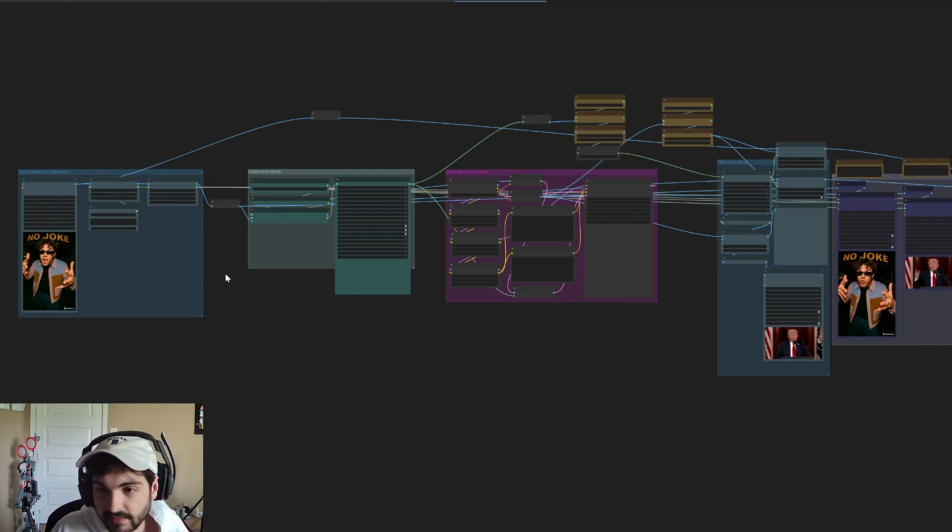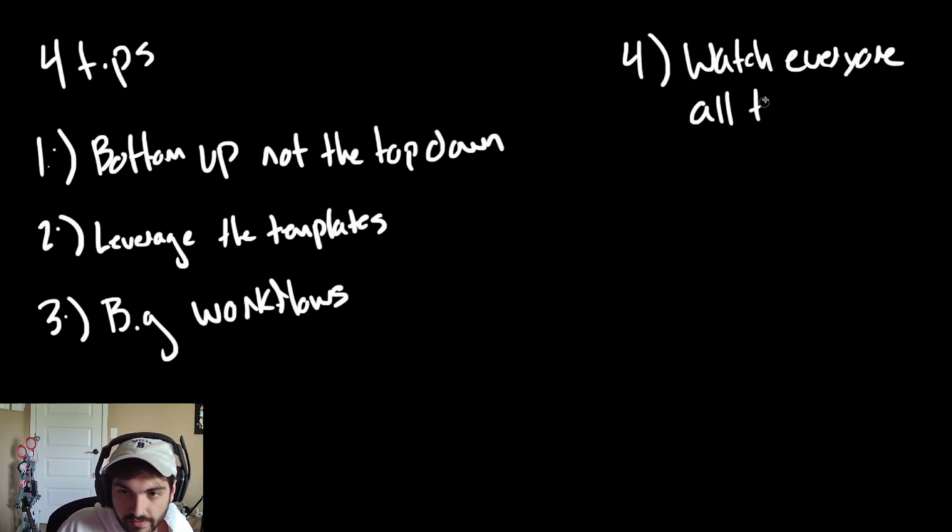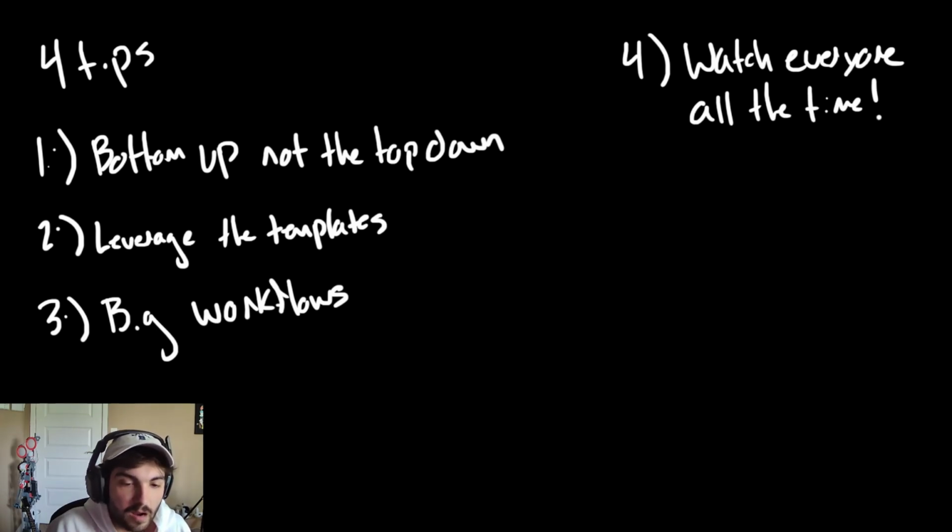Which leads me to my next tip. Tip number 4, watch everyone all the time. As far as we have already come with AI, unfortunately, or fortunately, it is still in its infancy. There's a lot of unexplored territory left, but we've also explored a lot of territory so far. So odds are, if you are trying to build something in ComfyUI, whether it's image, video, 3D, there is likely somebody else out there who has or is trying to build the same thing.